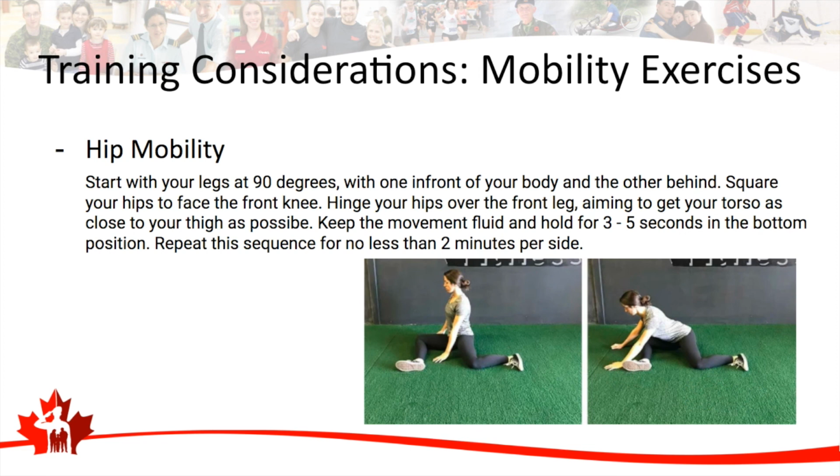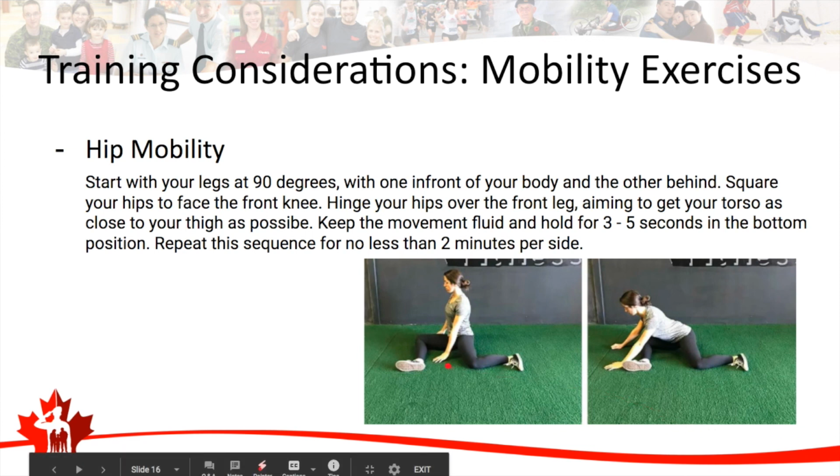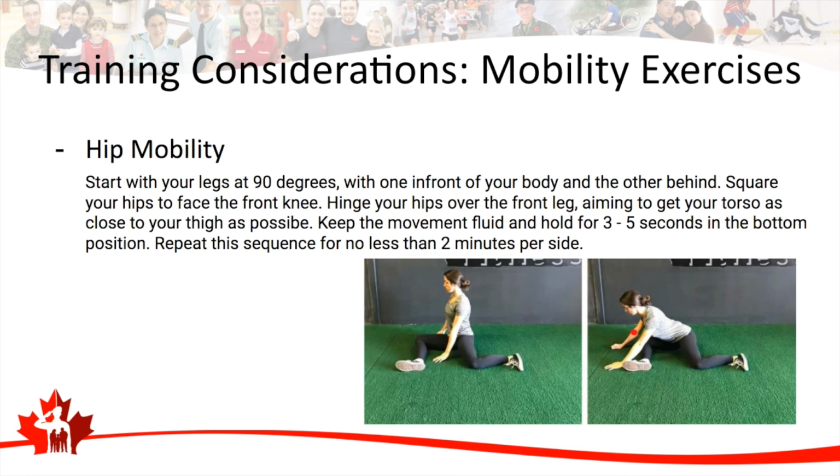The last one we will talk about here is a hip mobility drill. Start with your legs at 90 degrees. You'll have one knee in front of your body and the other knee behind you, both still bent at 90 degrees. Then you will square your hips to face the front knee, or square the front hip. You will then hinge your upper body forward, aiming to get your torso as close to your thigh as possible.